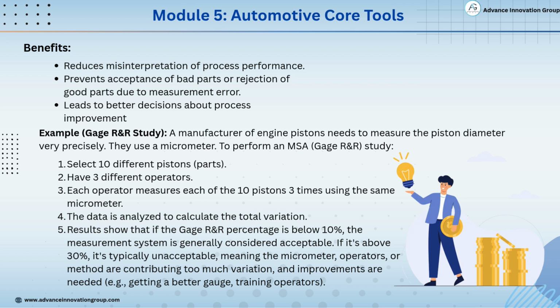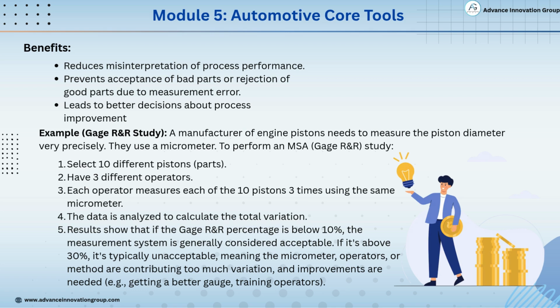Example: Gauge R&R study. Let's say an engine piston manufacturer wants to ensure precise measurement of piston diameter using a micrometer. They select 10 different pistons. 3 different operators each measure all 10 pistons. Each piston is measured 3 times by each operator using the same micrometer. The data is then analyzed to see how much variation comes from the measurement system.